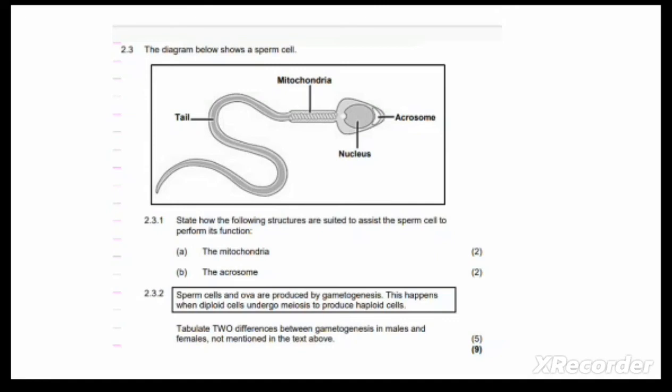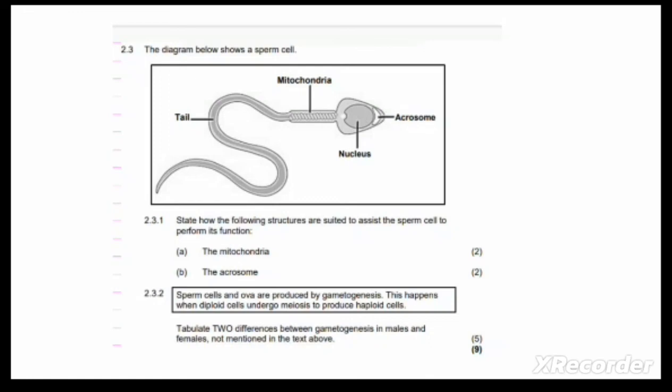The first difference is that in males it's called spermatogenesis, in females it's called oogenesis. In males, it is stimulated by the hormone testosterone. In females, stimulated by the hormone FSH. In males, it takes place in the testes. In females, it takes place in the ovaries.